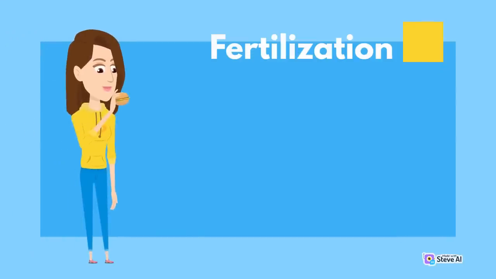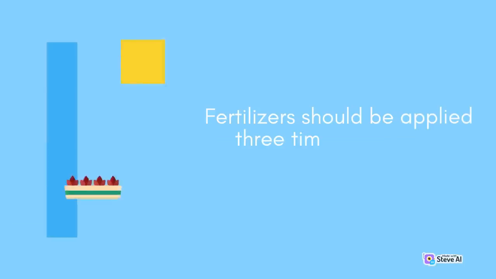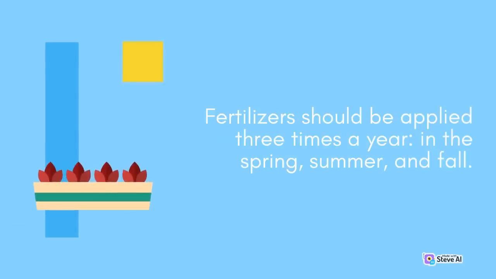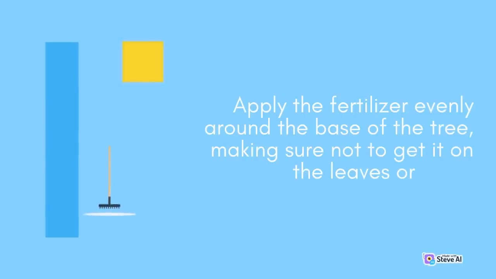Fertilization. Custard apple trees require regular fertilization to produce high-quality fruit. Fertilizers should be applied 3 times a year, in the spring, summer, and fall. A balanced fertilizer with a ratio of 8:3:9 or 10:10:10 is suitable for custard apple trees. Apply the fertilizer evenly around the base of the tree, making sure not to get it on the leaves or trunk.